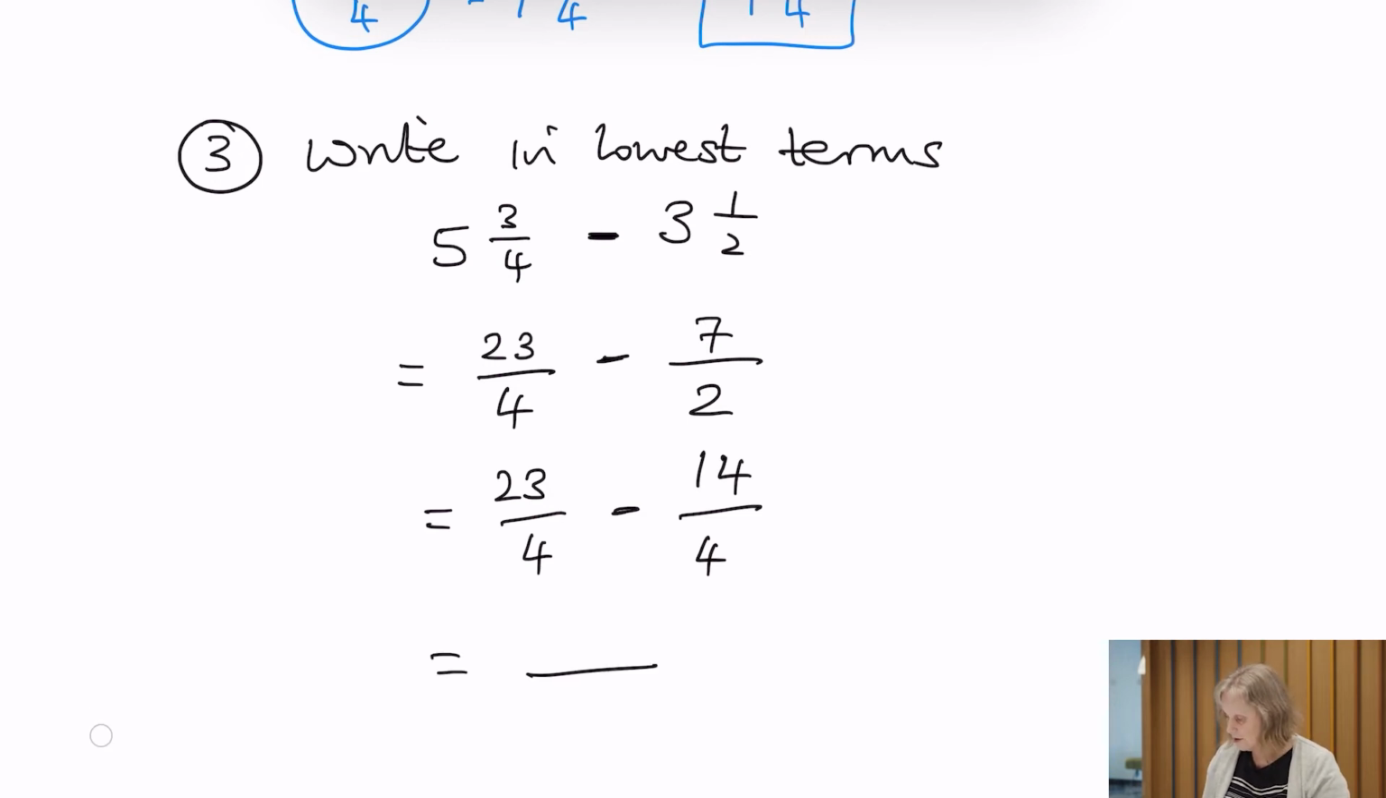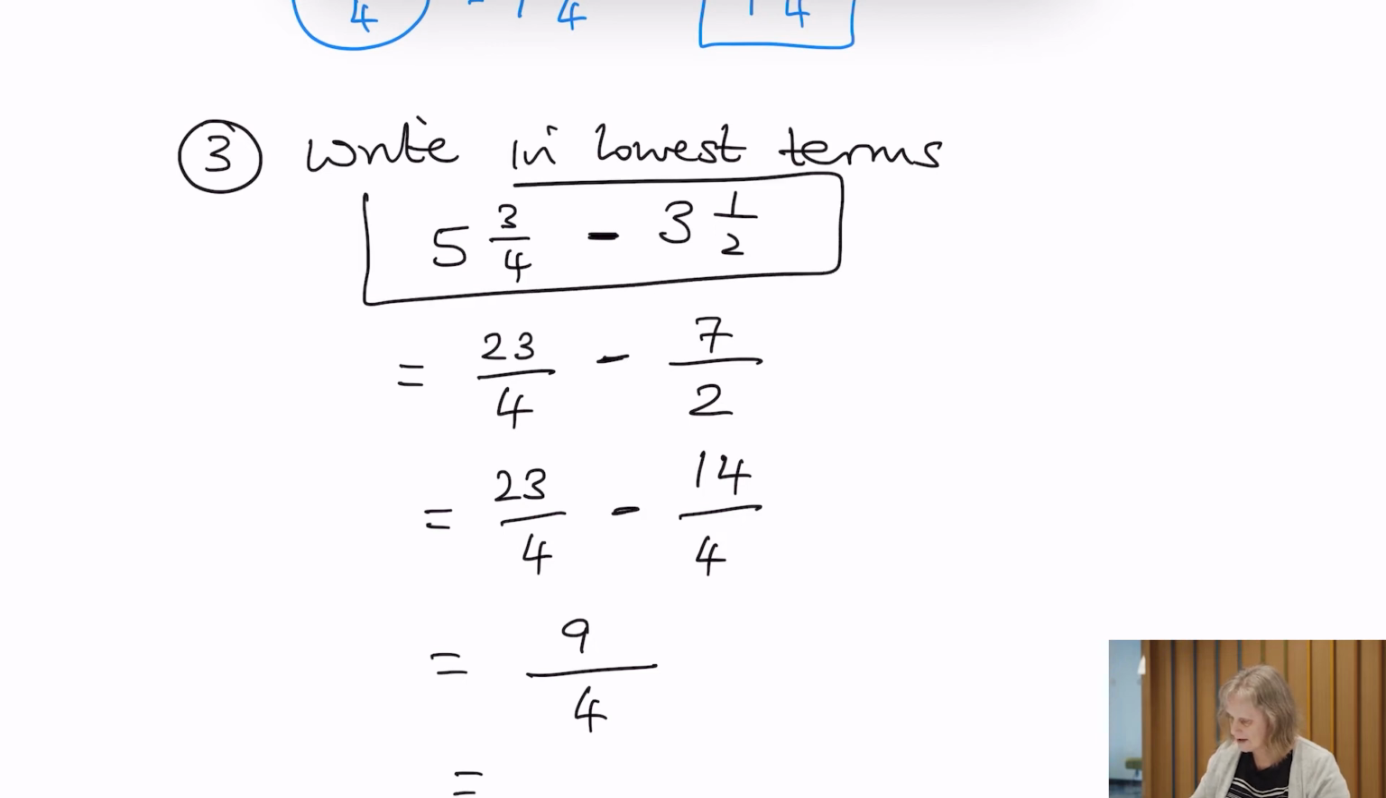So now we know our answer has the same denominator of 4, and we're just going to subtract the numerators. So 23 subtract 14 is going to give us 9/4. Because in our question we had 2 mixed numbers, it's sensible to write the answer in the same format as a mixed number. So we have 9/4.